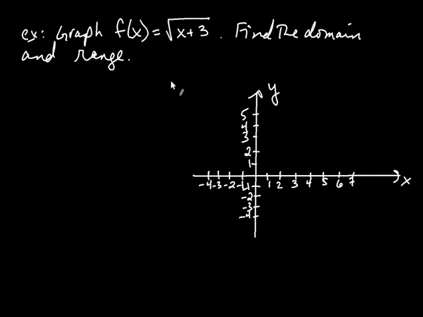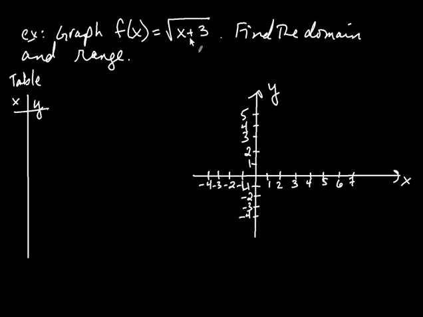So let's graph f of x is equal to the square root of x plus 3, and we're asked to find the domain and range. Now, whenever you meet a new function, it's always a good idea to create a table of values. Let's do that here. The way you create a table is you pick different x's and find the corresponding y's for those given x's that you choose.